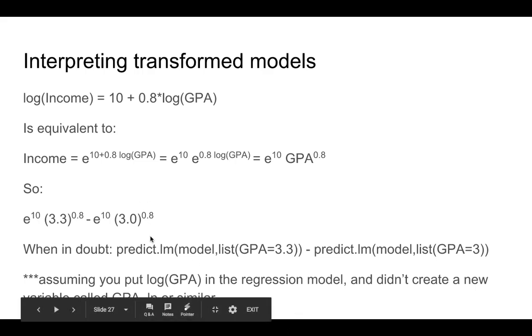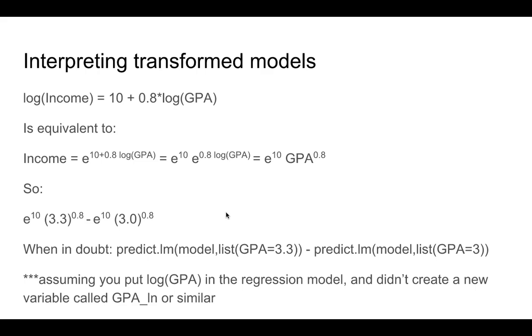So once again, you can do this. It's correct. I'd have to double check the math to make sure that's okay for every 10% increase. Questions should be appropriate on the exam to be accurate for any type of 10% increase. But when in doubt, once again, you can punch it into predict.lm, GPA of 3.3 minus GPA of 3 in your equivalent statements, and that should give you the answer.